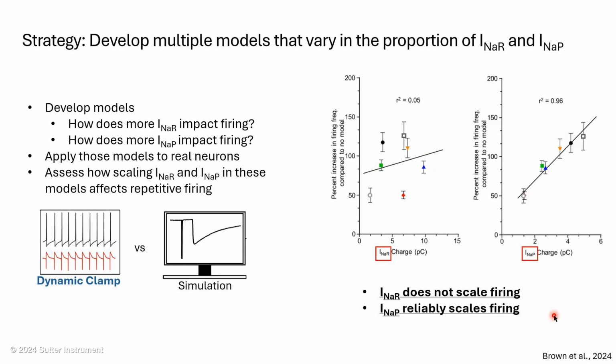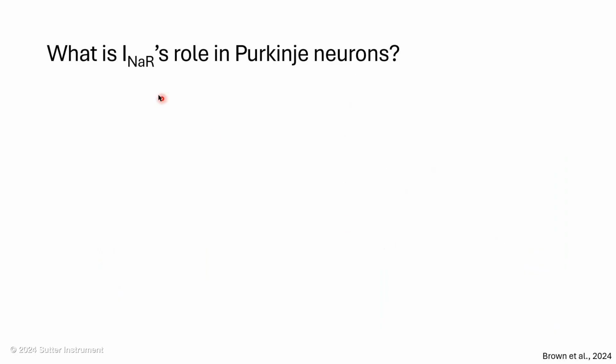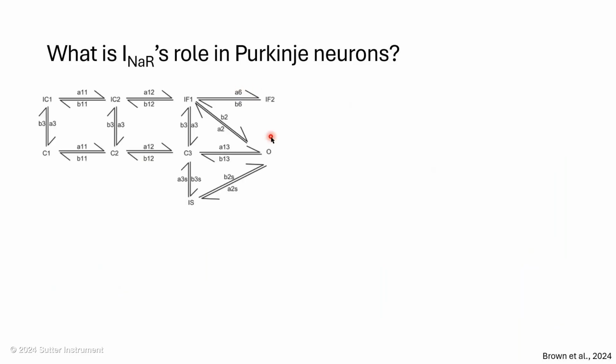So that still leaves us with one more question to answer, right? And that's, what is the resurgent current's role exactly in Purkinje neurons? Because it's a really interesting current, right? And so we're going back to our Markov model just briefly, and we wanted to focus in on this slow inactivated state, this transition between the open and the slow inactivated state that is mediated through this rate constant A2S.